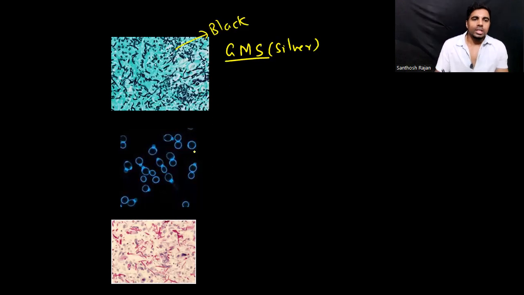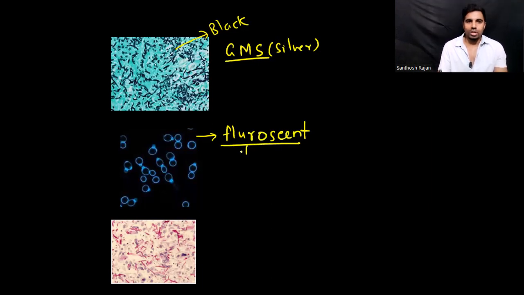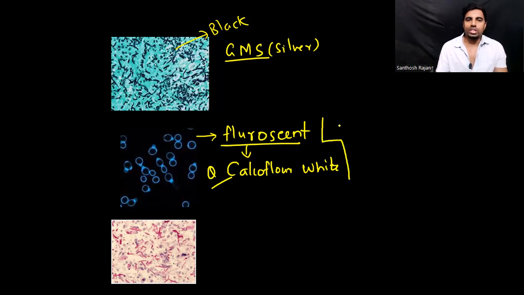This one is glowing, and glowing means it's a fluorescent stain. A fluorescent stain for fungi is called calcofluor white. You see a shining white color. This also can be a question.